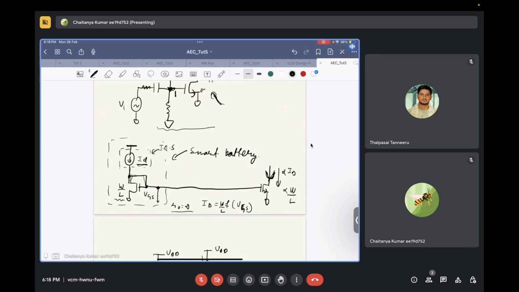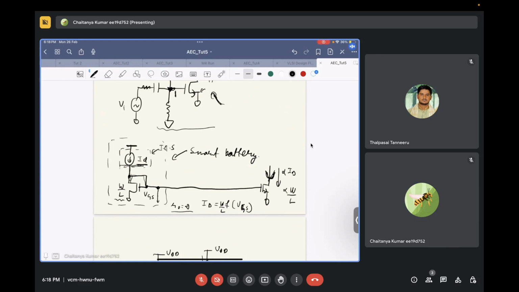So your issue is, for example, let's say this is some ID that you either source from an external chip, or you generate through a band gap reference generator inside the chip itself.